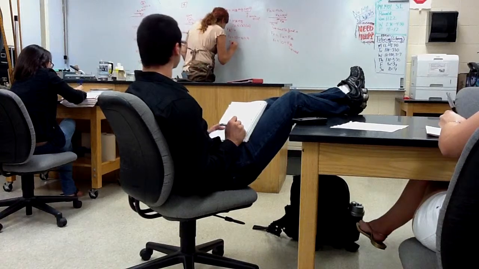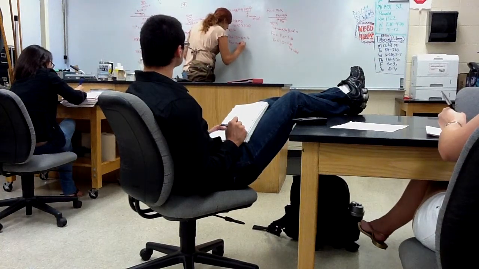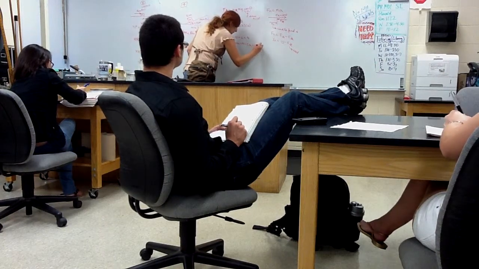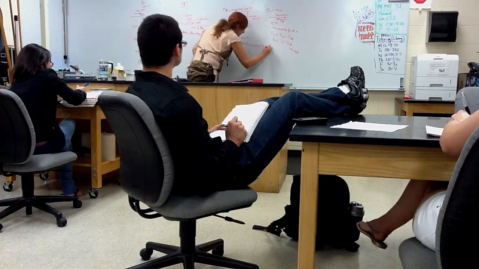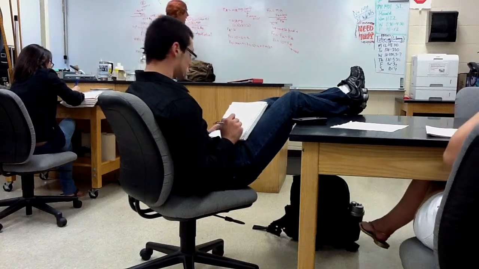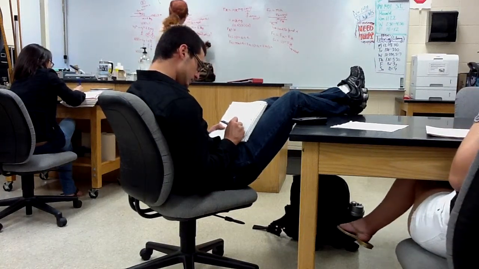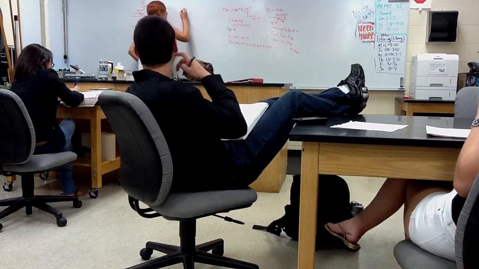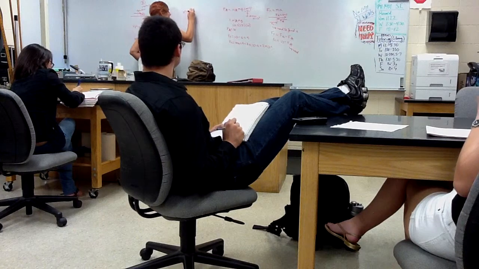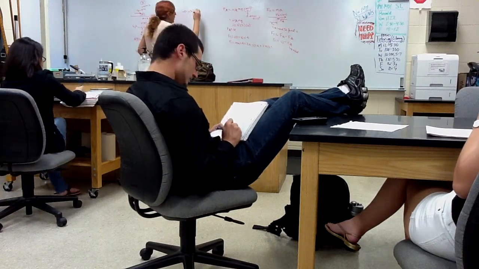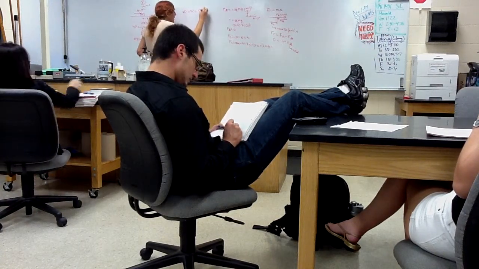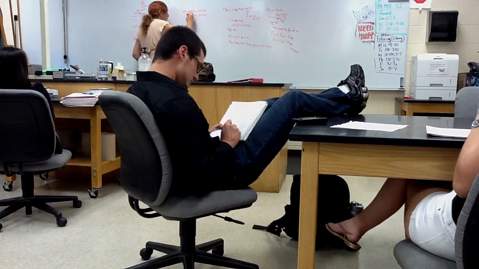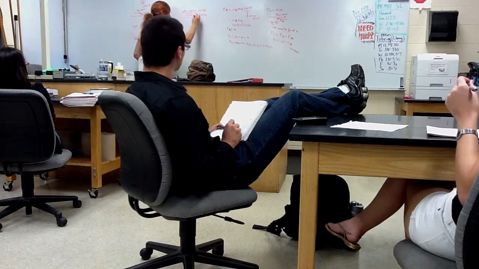So F net is equal to ma is equal to 4, and that's equal to 2 times a. So that means a is equal to 2 meters per second squared. And so now we have the acceleration. We can go back and get the velocity. So that means that V3 is equal to 2 times 3. So its final velocity is 6 meters per second. And that's another question that may be on the test.